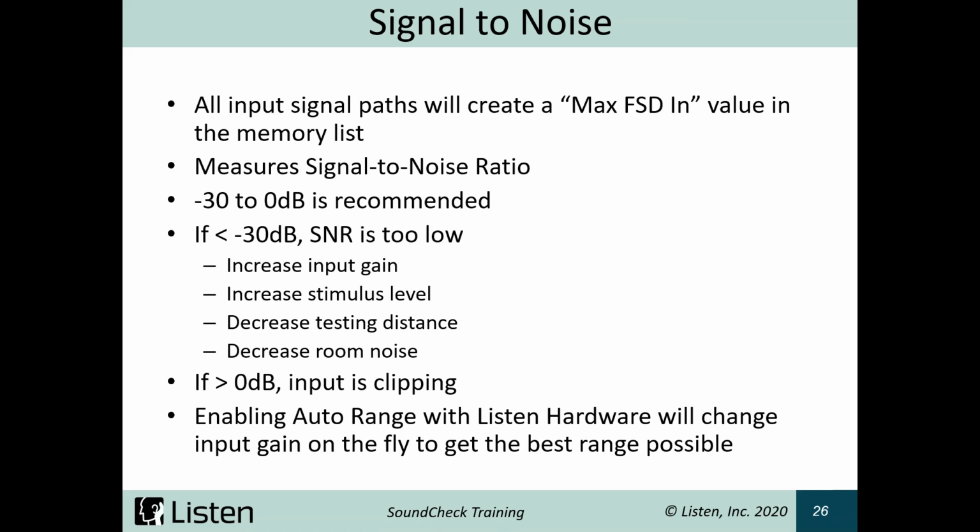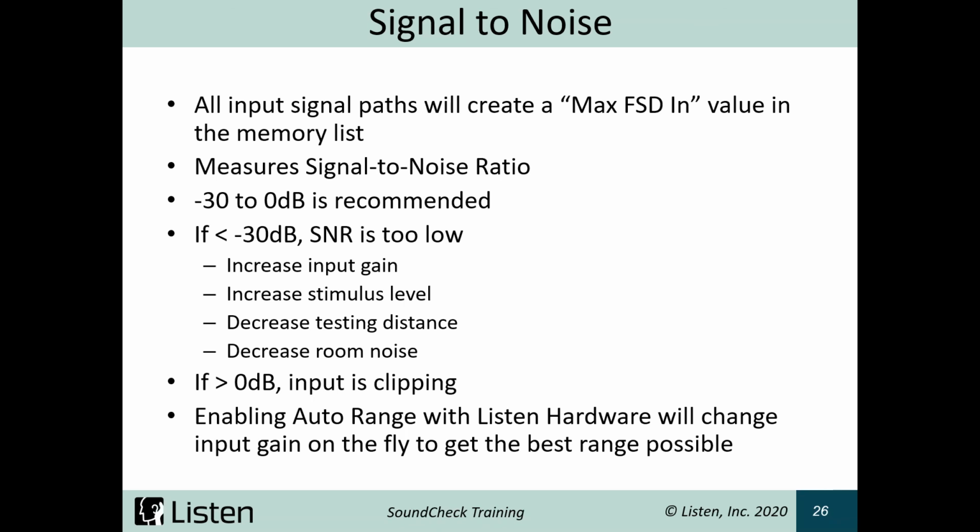If you're using Listen hardware, there's a feature in Acquisition called Auto Range. What this will do is play the signal once, measure the max FSD in of that signal. Then if you have any available input gain that gets within that minus 30 to 0 dB range, it will apply it, then run the test again.